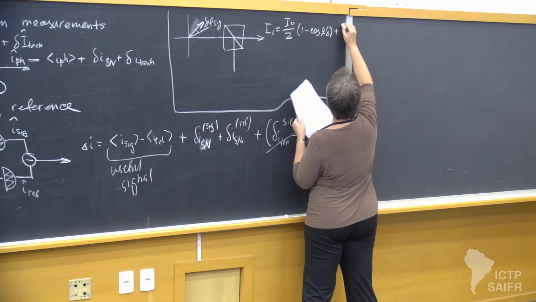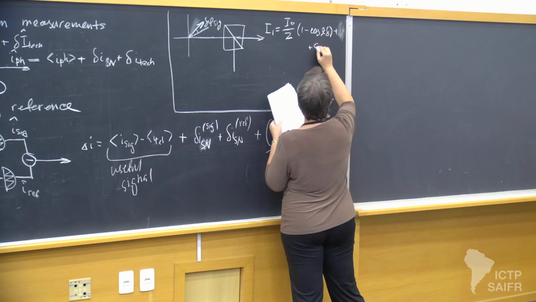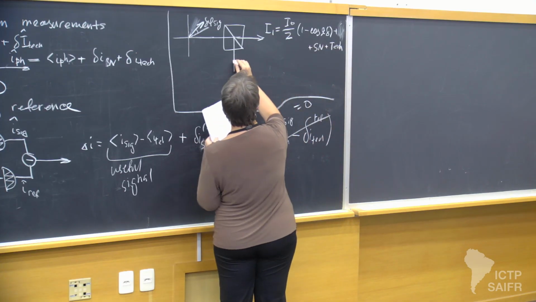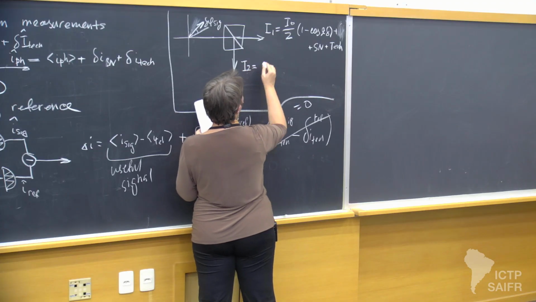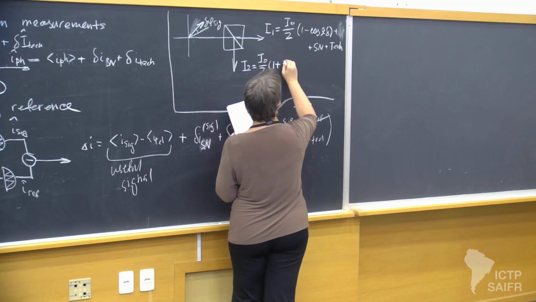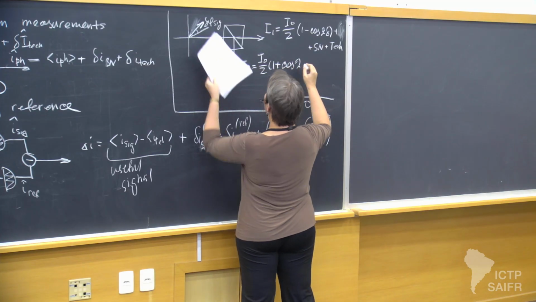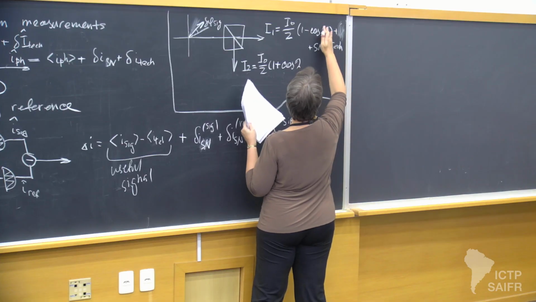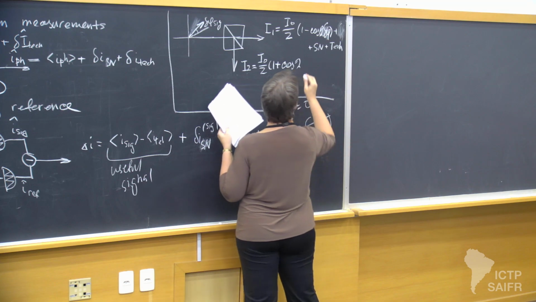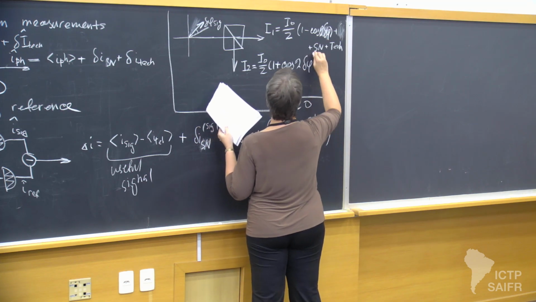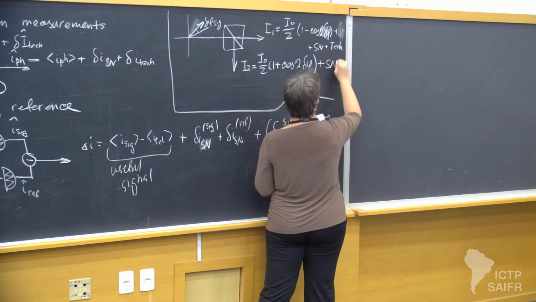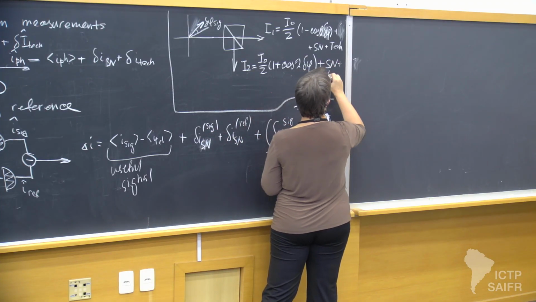And again, here we'll have the shot noise. Let me write it down. Shot noise plus technical noise. And if you look at the second channel, we will have something very similar, I0 over 2. But this time it will be 1 plus cosine of 2 delta phi. I forgot phi. 2 delta phi. OK, so again, this is our signal. And just right before, we will have a shot noise, and we will have a technical noise.